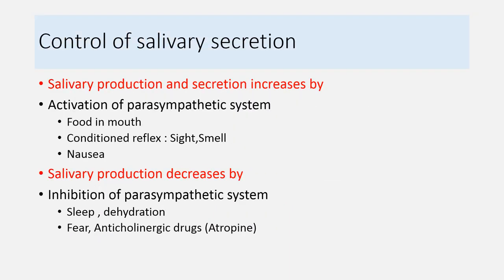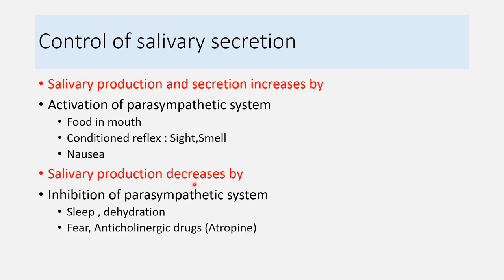Control of salivary secretion describes various factors that can increase or decrease salivary production. First of all, salivary production and secretion increase by activation of the parasympathetic system. Food in the mouth is an unconditioned reflex. The presence of food in the mouth activates the parasympathetic system and increases salivary secretion. Sight of food, smell of food, and even the thought of food can increase parasympathetic activity and increase salivary secretion. Nausea can also increase salivary secretion.